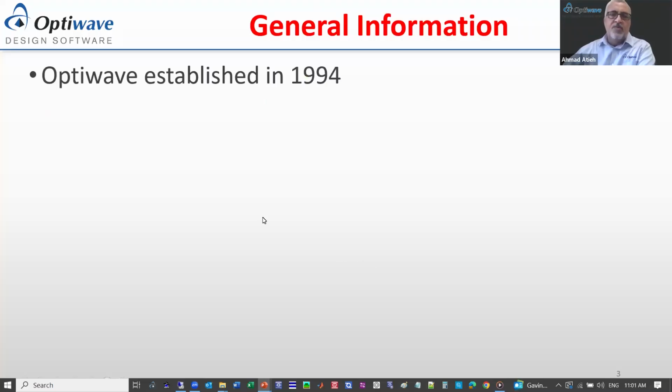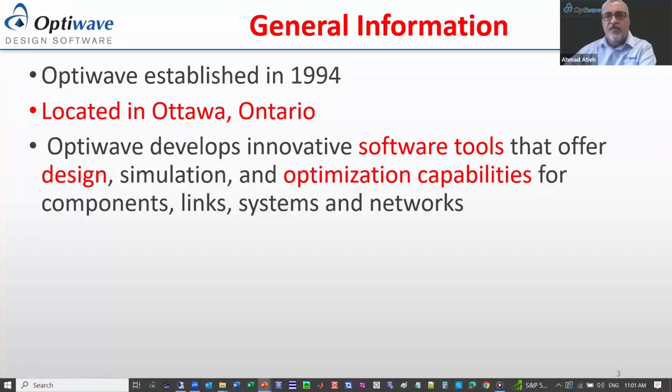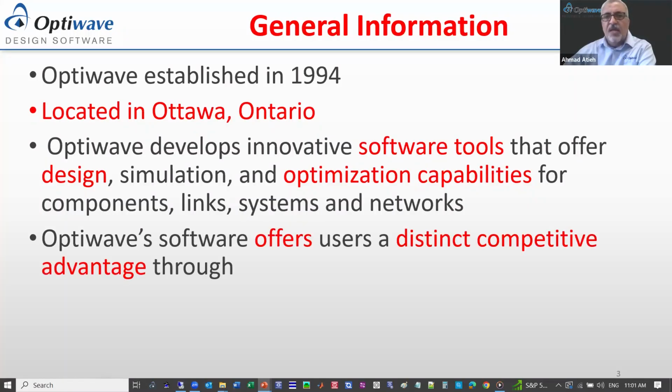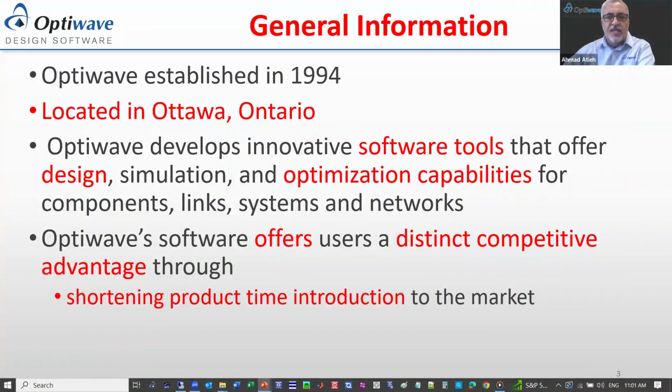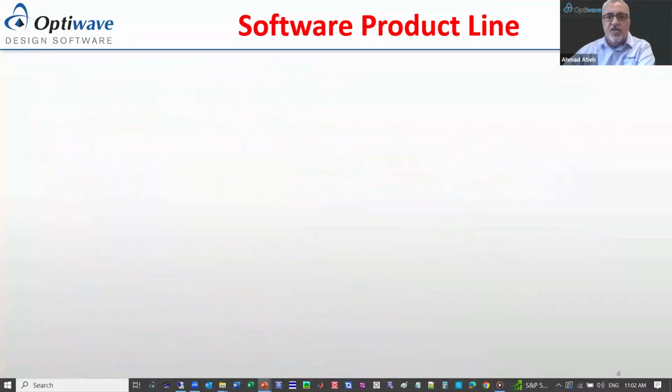Okay, so general information about Optiwave. It's established in 1994, over 30 years ago, and we are located in Ottawa, Ontario, Canada. We develop software packages to be used in designing and optimizing capabilities of components, devices, links, systems, and networks. The software can be used to optimize the design of your devices or systems and shorten the time to product, improving product quality and enhancing cost effectiveness through simulation.